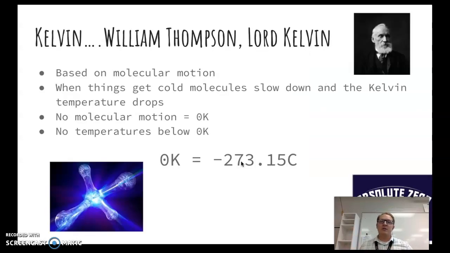There's a third one, thanks to William Thomson, also known as Lord Kelvin. This one is called the Kelvin scale. It's based off of molecular motion. How fast are molecules actually moving? When things get cold, molecules will slow down and the temperature drops. So in theory then, if you could get molecular motion to stop altogether, then we call that 0 Kelvin or absolute zero. When you compare it to the Celsius scale, no molecular motion, absolute zero, is negative 273.15 degrees Celsius. It's incredibly cold, extremely cold.